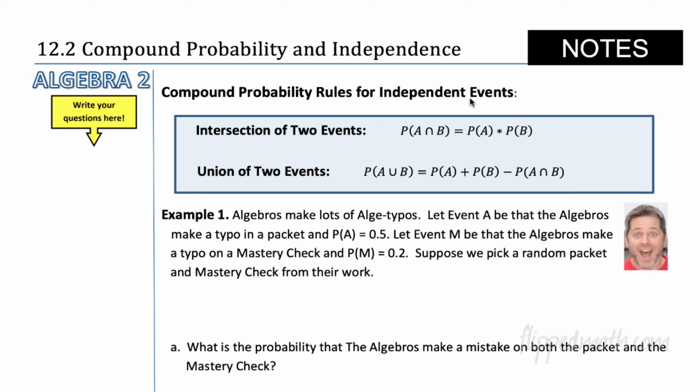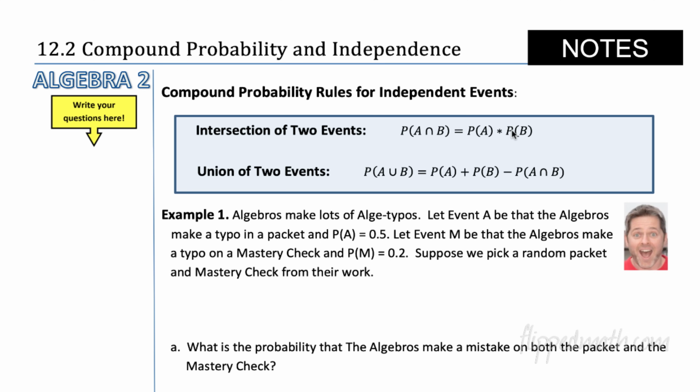The short story is independent means that one event, whether it happens or not, will not affect the other event. So if we have events A and B, independent would mean that if A happens or if A doesn't happen, it doesn't matter. B is going to happen at the same chance, the same likelihood or probability.